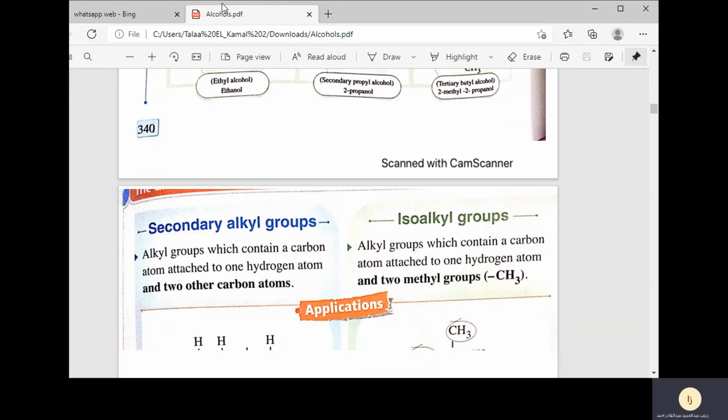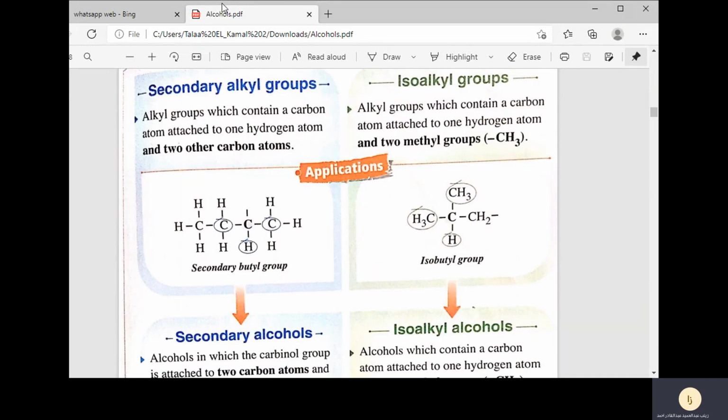لو أخذنا بقى اللي هما السكندري alkyl groups. Alkyl groups which contain a carbon atom attached to one hydrogen atom and two other carbon atoms. يعني زي ما اتفقنا كده أبص كده على السي اللي ماسكة في الـ OH أهي. عندها كام كربون متصلة بيها؟ اتنين، واحدة هيدروجين، يبقى ده على طول ده ايه؟ secondary. لو كانوا اتنين H يبقى ده primary، لو مفيش H خالص يبقى ده ايه؟ tertiary.